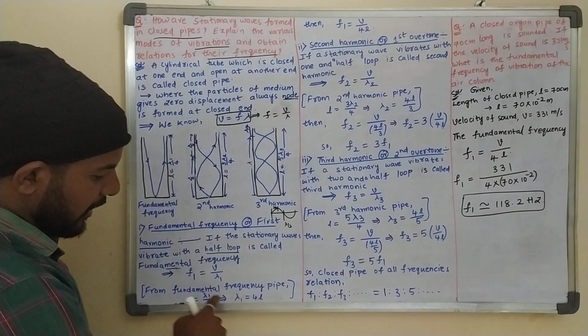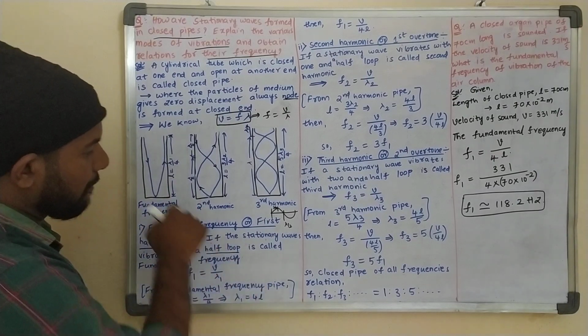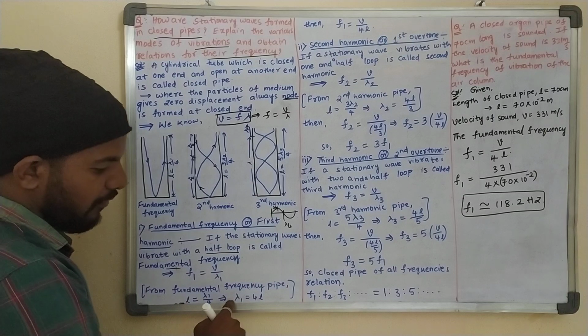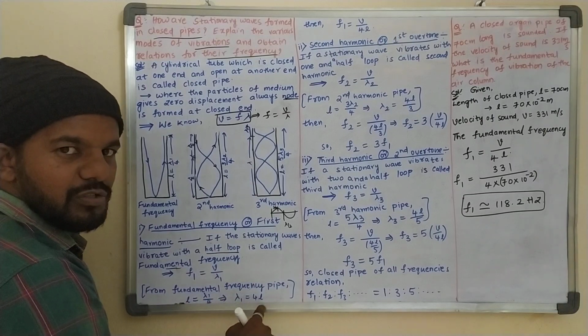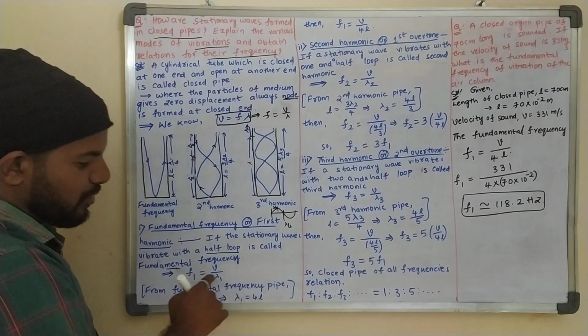So this is what we take for the fundamental frequency of the pipe: L is equal to lambda 1 by 4. So lambda 1 is equal to 4L. This I am substituting here.